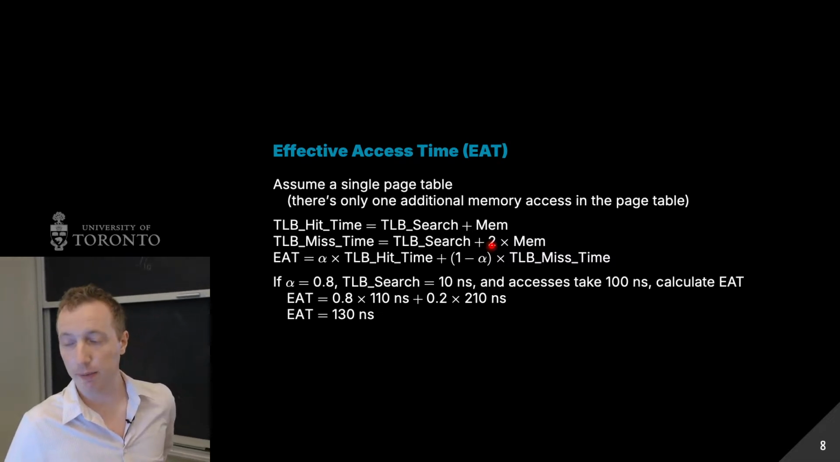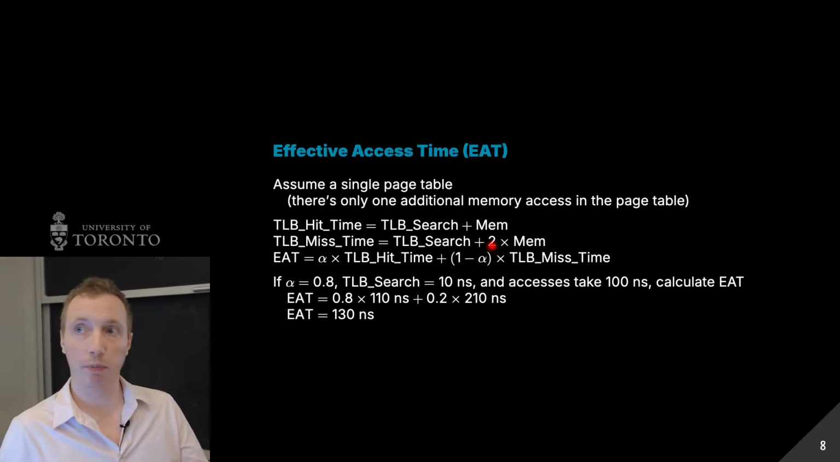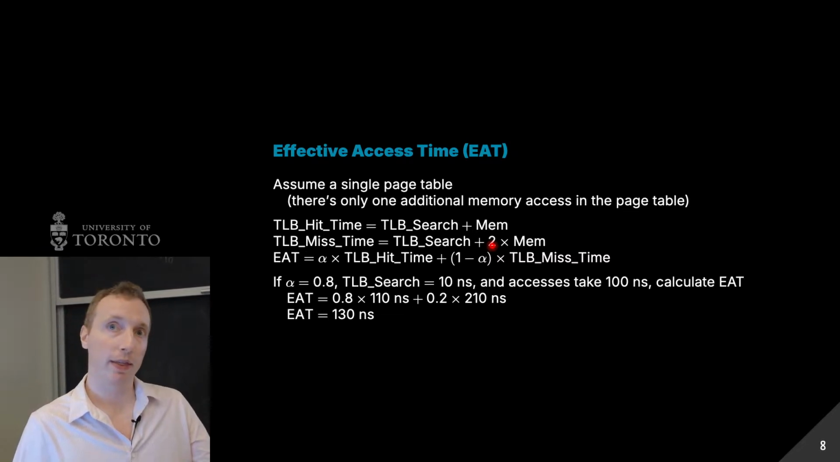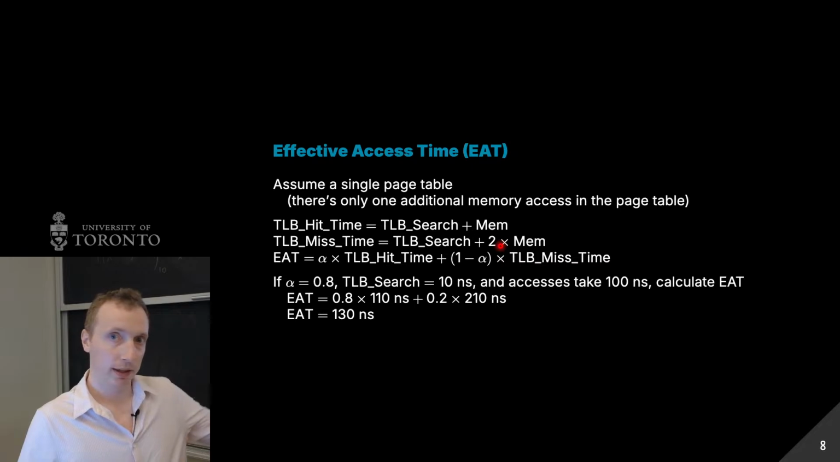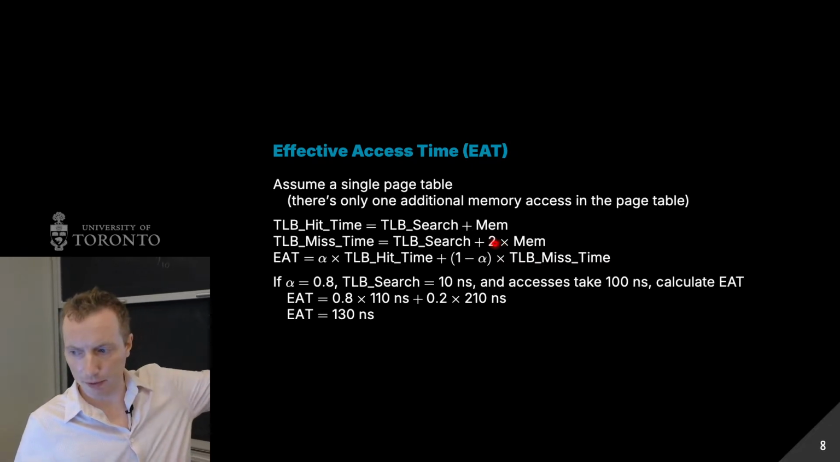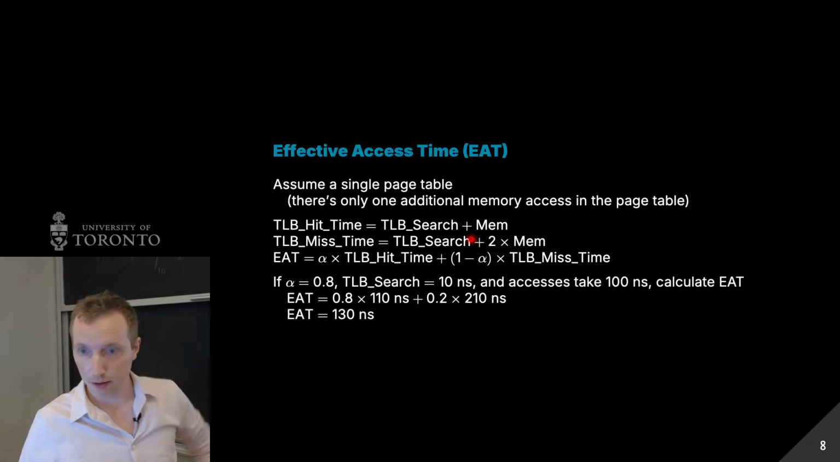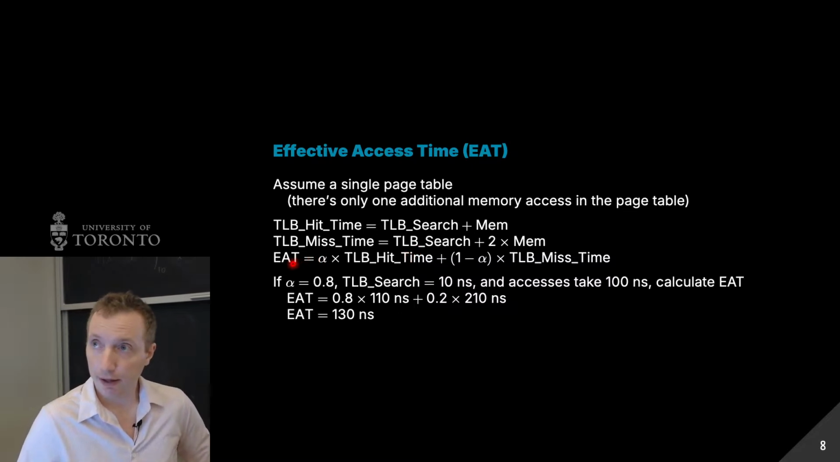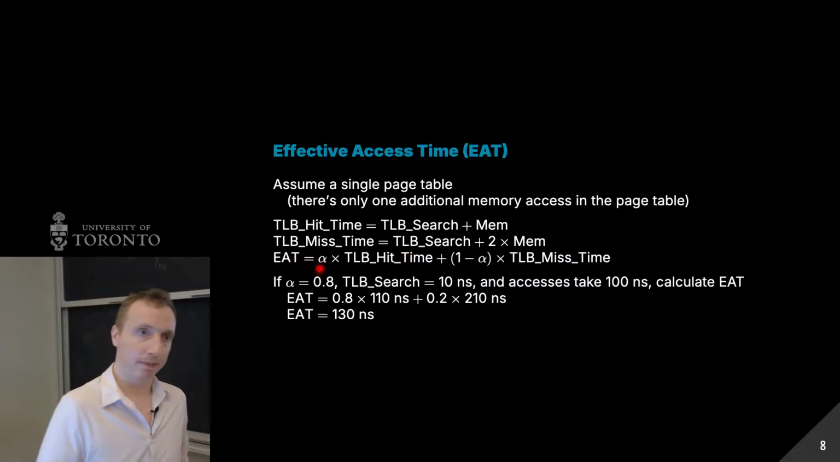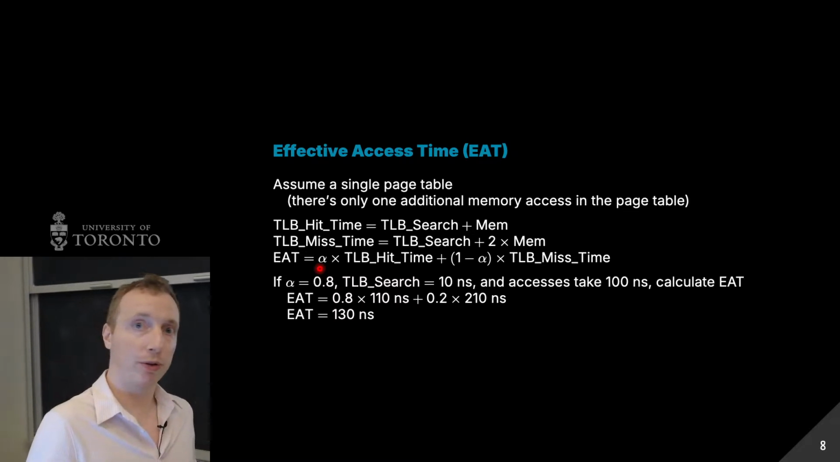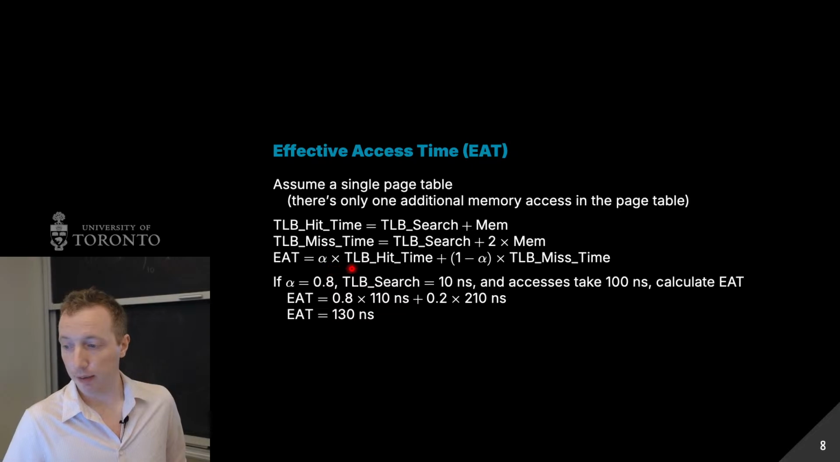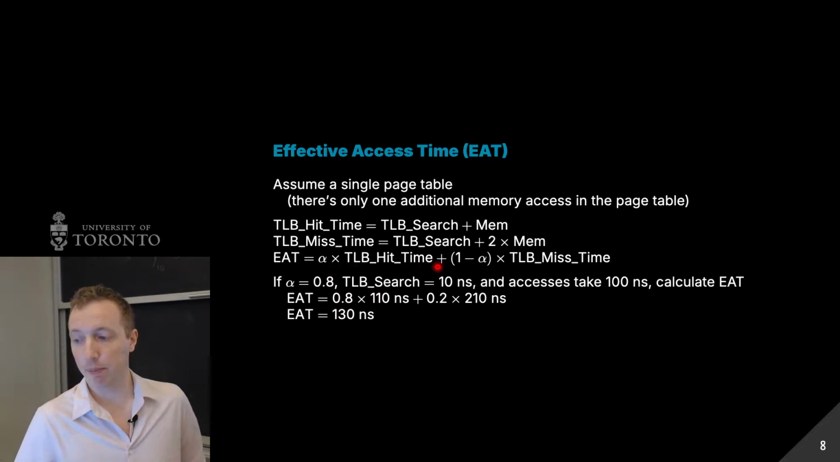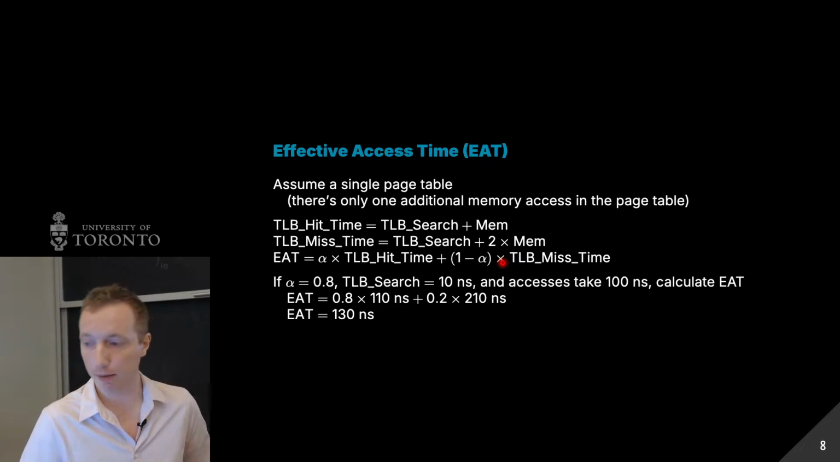So if there's only one page table, we have to read the page table entry, and then do the actual physical memory access. So we would need 2. If this was 3 levels of page table, this number would be a 4. So the effective access time, or the average, is alpha, the proportion of hits, times the TLB hit time, plus the proportion of misses times however long a miss takes, to get our average time.